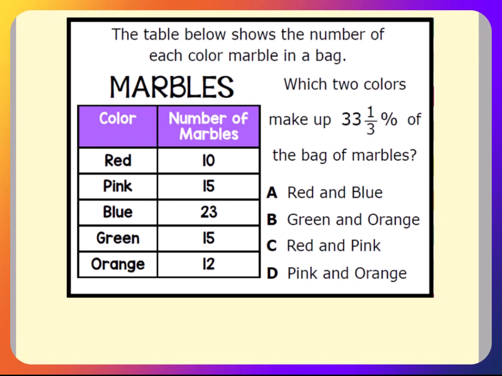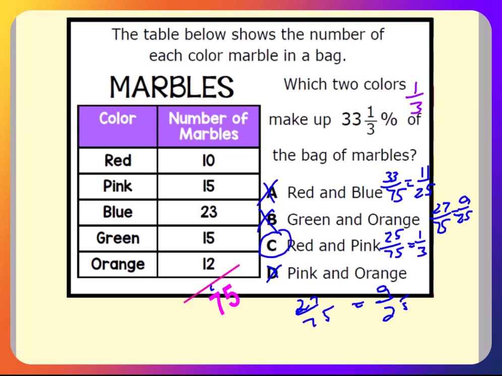Okay, so I want you to try this last one on your own. Actually there's 2 more. Pause the video and see if you can figure out which 2 colors make up 33 and 1/3%. Remember, 33 and 1/3% as a fraction is 1/3, isn't it? Okay, come back and check once you have your answer.